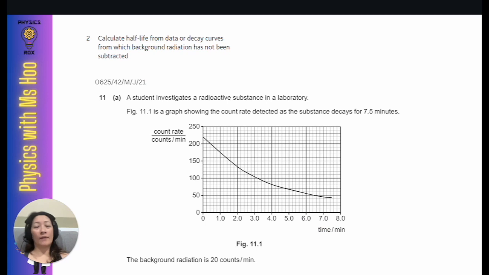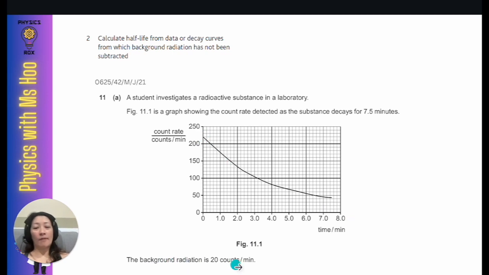Now for this slide, I've included a past year question taken from paper 4 variant 2 of the summer 2021 paper, where you need to know how to calculate the half-life from a decay curve where the background radiation has not been subtracted. So never assume that the graph given to you has already been corrected. So this graph shows us a count rate detected. That means the value from the Geiger counter was directly put into the graph and plotted.